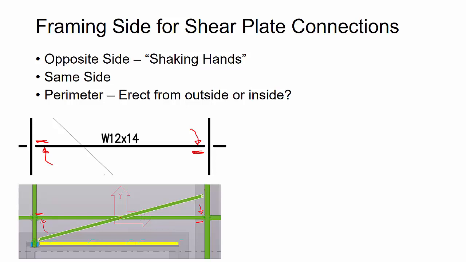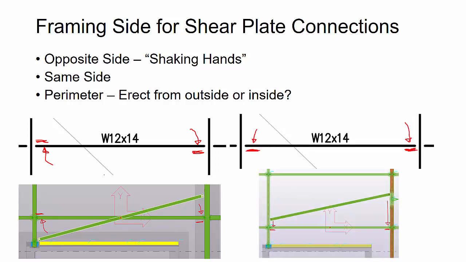They twist the beam, put it in, and then they move on. Now the other side is where you basically put the shear tabs on the same side. Again, they do the same process here where they twist the beam a little bit, but they just do it offset to the side of the beam.